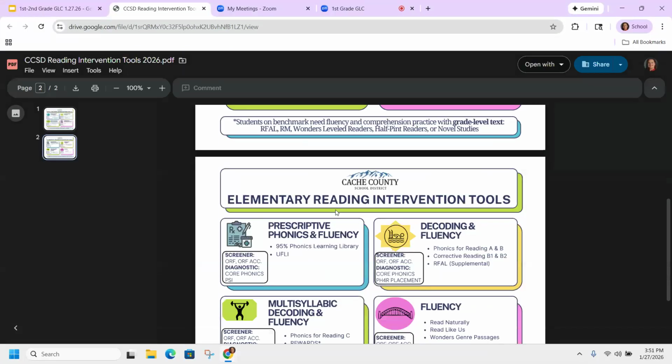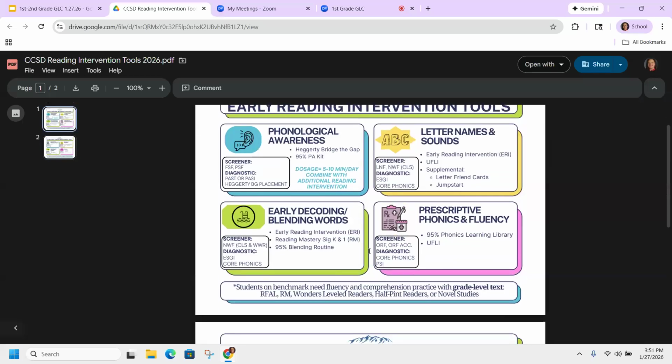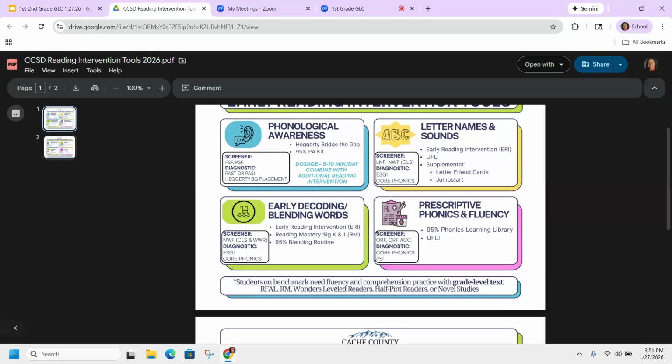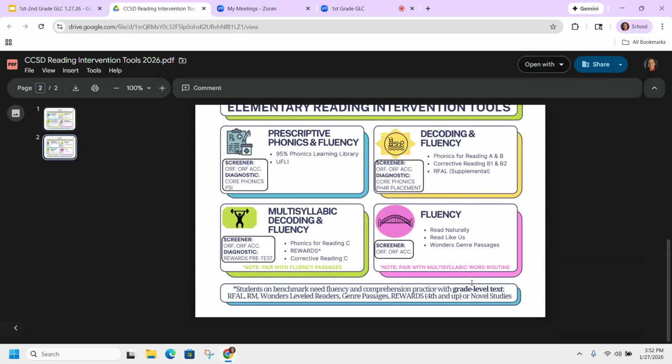you may be moving into the second page, which would be some other options as you're moving towards more fluent decoding and fluency. You'll notice at the bottom that students on benchmark, they need fluency and comprehension practice with grade level text. That could be Reading for All. It could be Reading Mastery, but we can also look at other tools like the Wonders leveled readers, Half Pint Readers, or novel studies. With upper grades, we have some other options as well, like the genre passages.